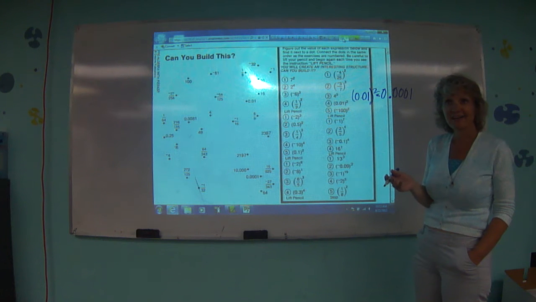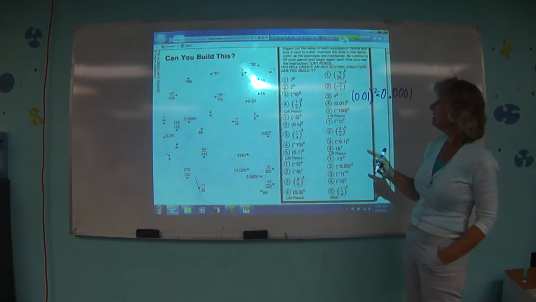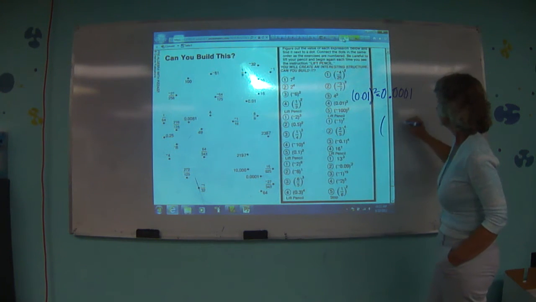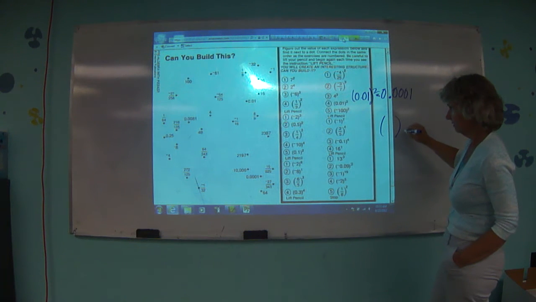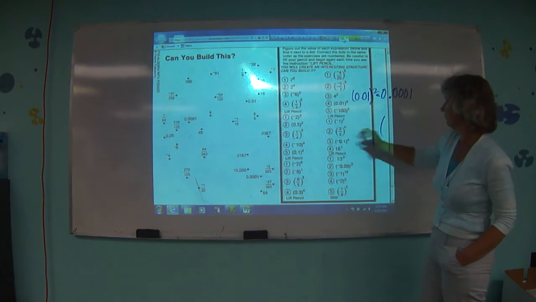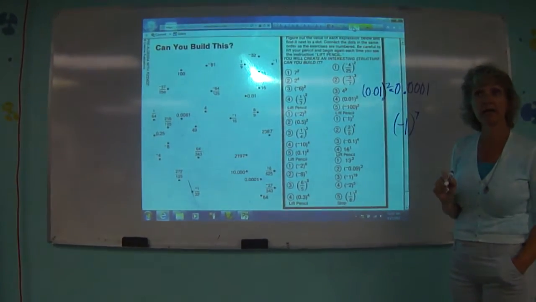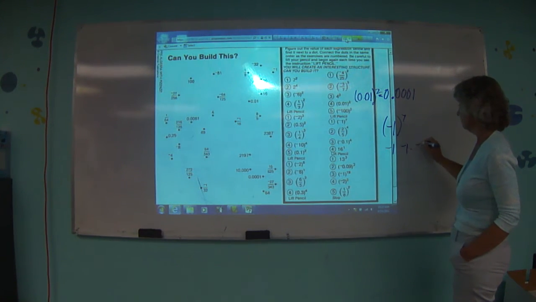It's just a different way to look at it, isn't it? Okay? Let's look at something different. How about this one? Let's make it easy. Here, let's look at this one: -1 to the 7th power. What are they telling us to do? -1 times -1 times -1.